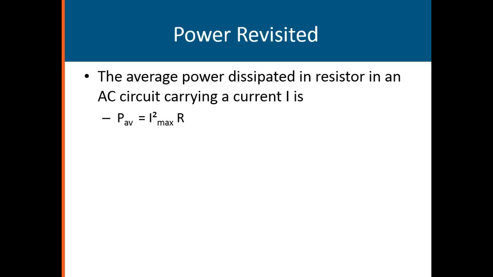So the average power dissipated in the resistor in the AC circuit carrying the current I is I max squared times R. That's the average power. Now, why isn't it the root mean squared? Well, good question. But that is the I max squared times R.